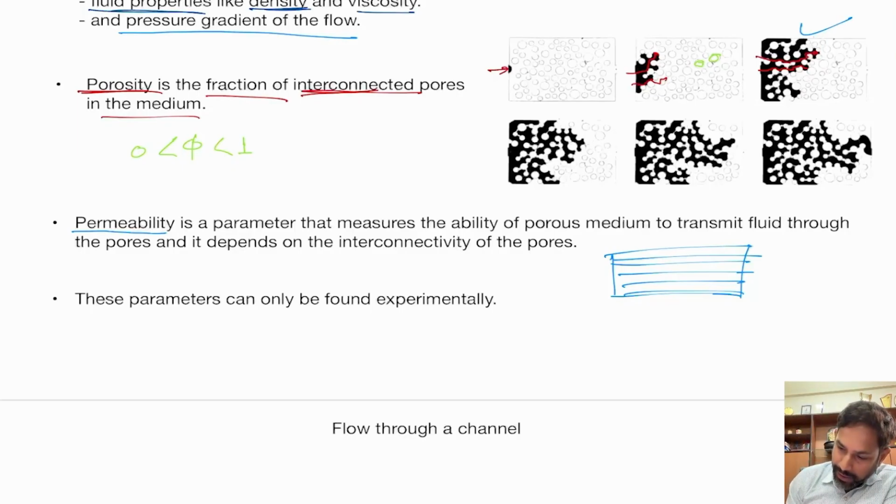And these parameters, as we know, can only be found experimentally, we cannot define them theoretically. So they must be measured experimentally, and based on that the medium can be characterized for a particular type of porous media. So both porosity and permeability are empirical values. They are not theoretical values for a medium.